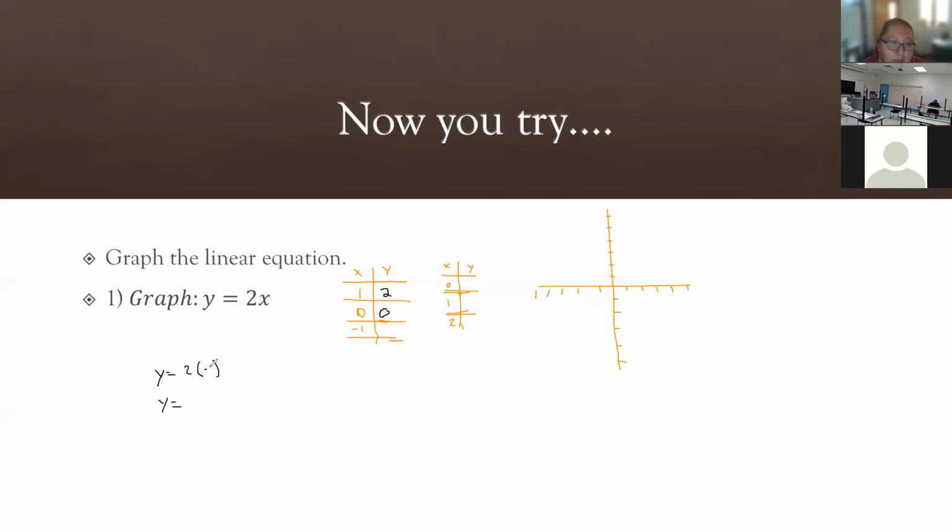Then our -1, 2 times -1 becomes a -2. So don't forget that a negative times a positive becomes negative. So if you did the first one, you should have gotten 1, 2 for our first point. The second one is going to be 0, 0. The last one is going to be -1, -2.